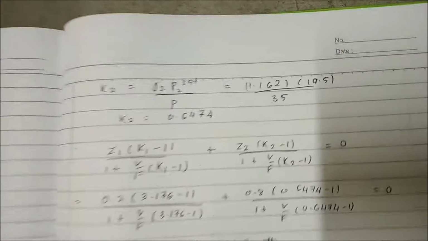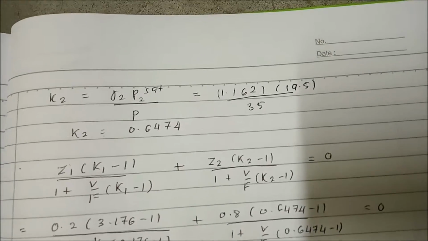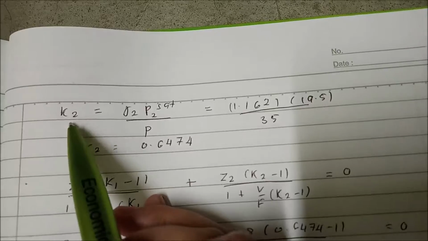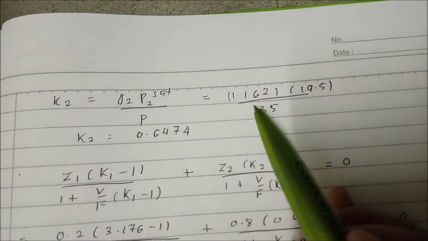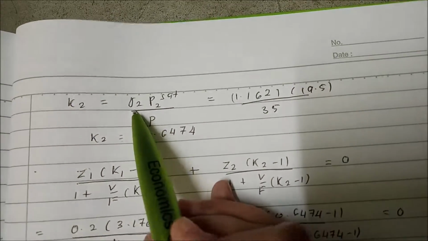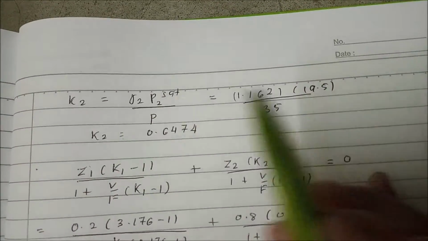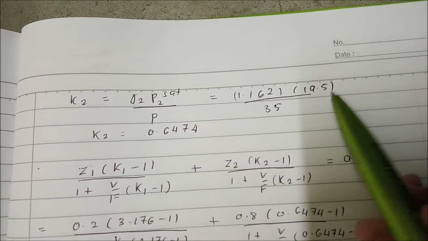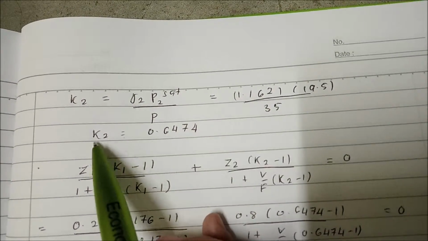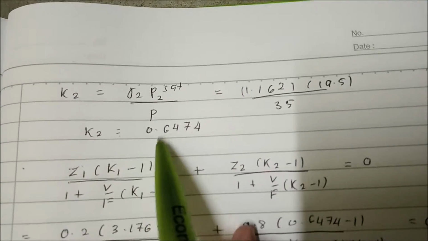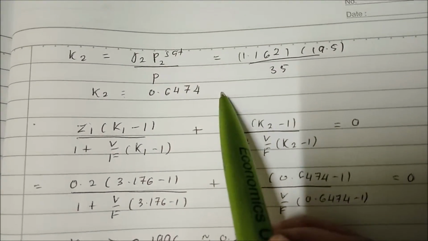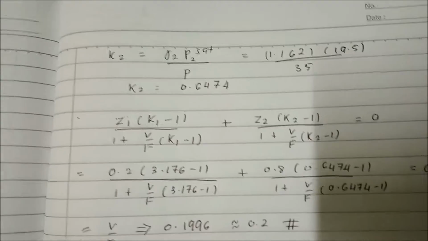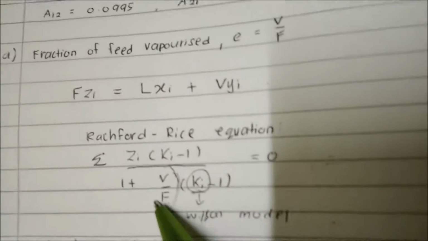Okay, we also need to do the second component, which is the same thing, just substitute i with 2, and 1.162 is our activity coefficient for component 2. The saturated pressure is 19.5 divided by 35, so we get our K ratio for component 2 as 0.6474. So these values we need to substitute into our Rachford-Rice equation here.